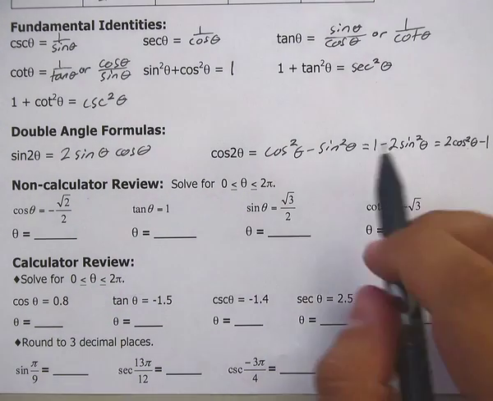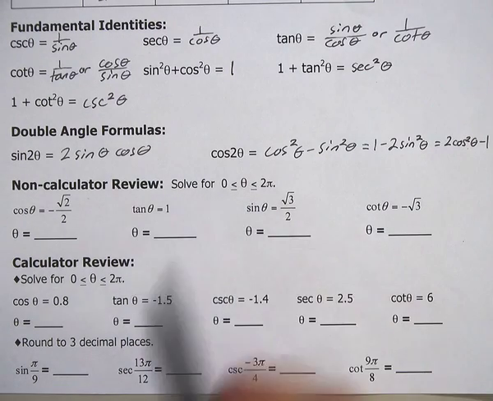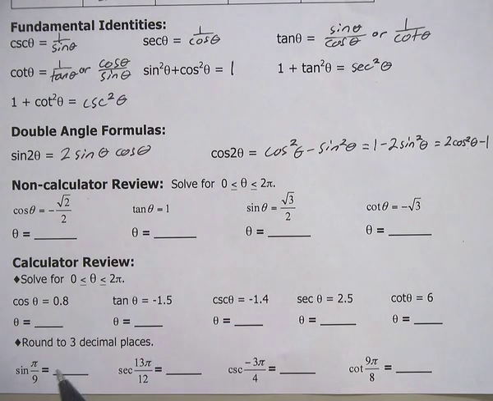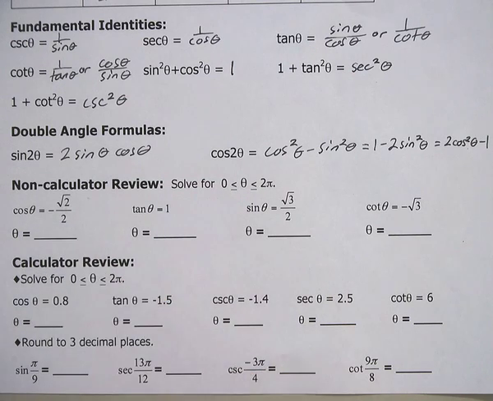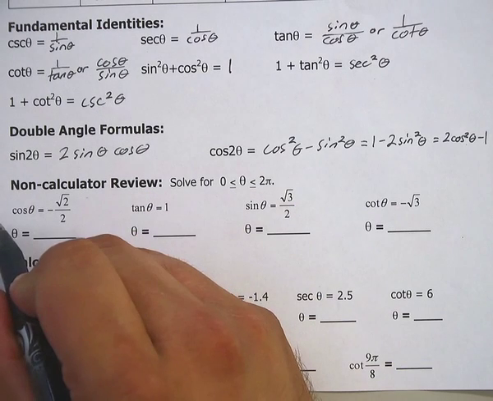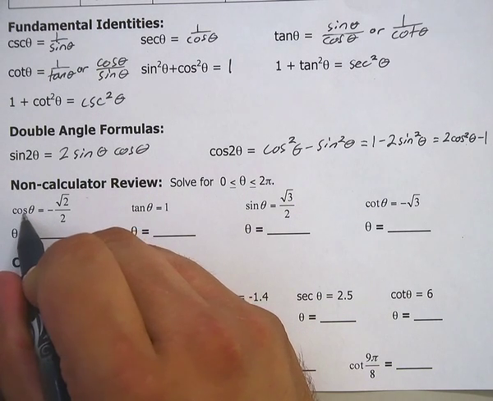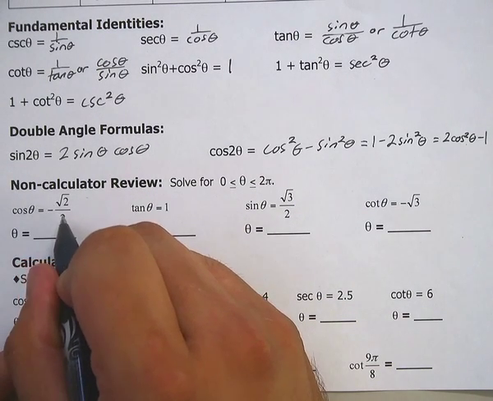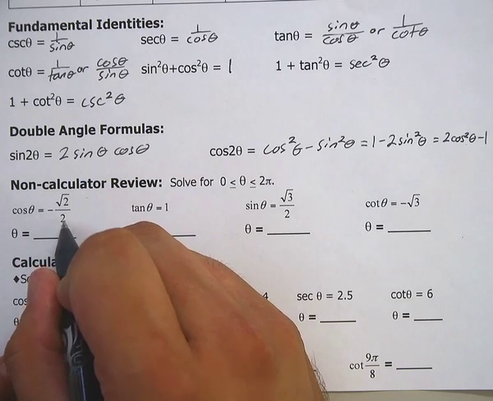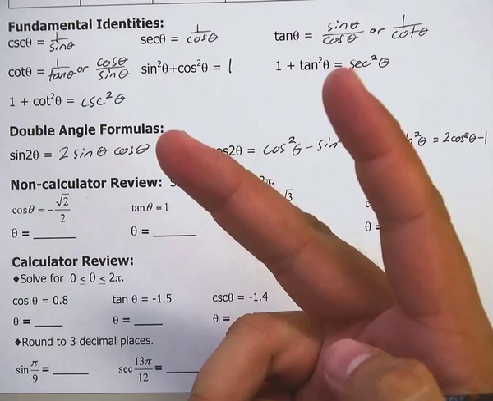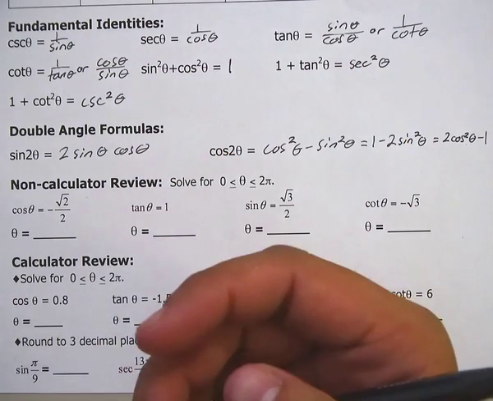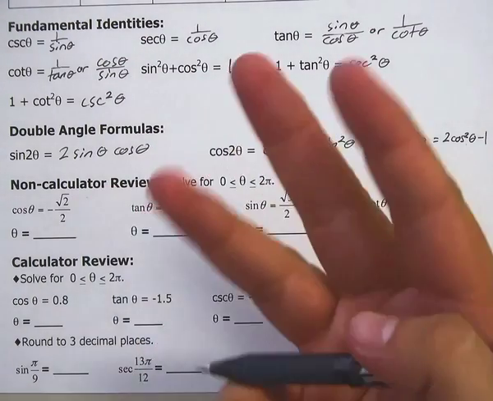So a little bit of your non-calculator review here. Non-calculator review, you're solving for everything between 0 and 2 pi. If we look at cosine of theta is negative square root of 2 over 2, what we would think about here is where is the cosine, where is the x value of our unit circle going to be negative square root of 2 over 2? Well, if you think about that, we've actually got 2 places where that's going to happen. You look at where is your x value negative, second and third quadrant.